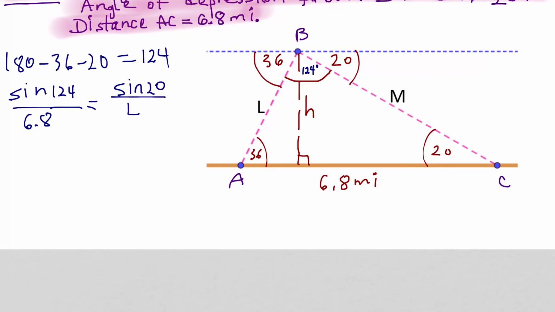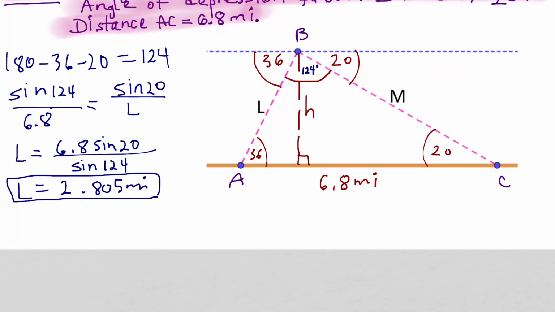All right, so L is equal to 6.8 sine of 20 divided by sine of 124. Cross multiply and divide. So type that into the calculator, and I get 2.805 miles.